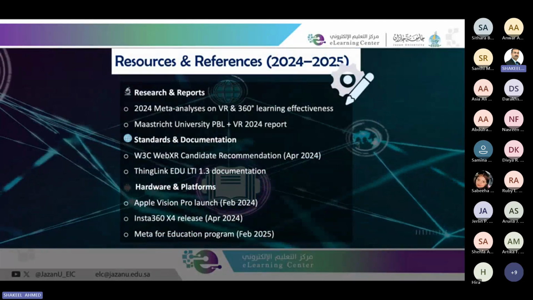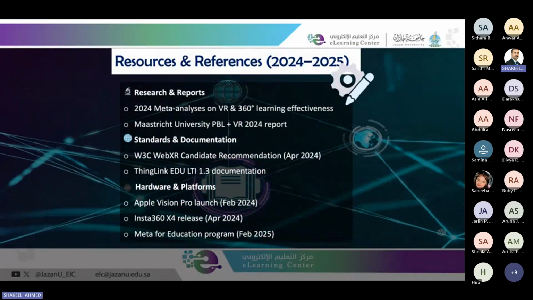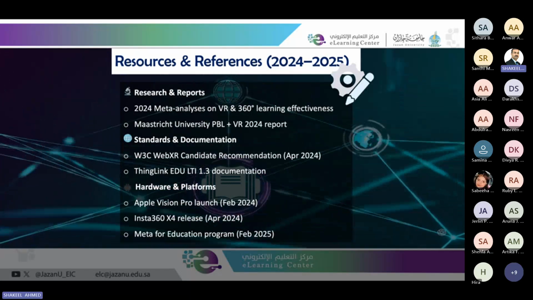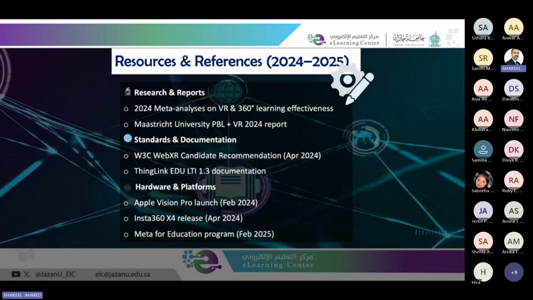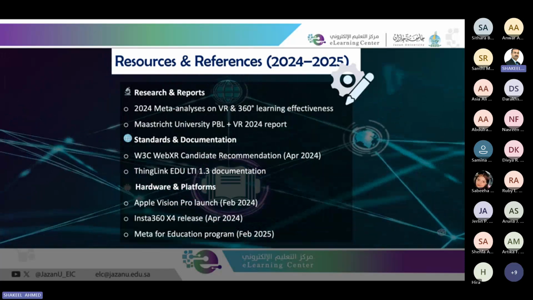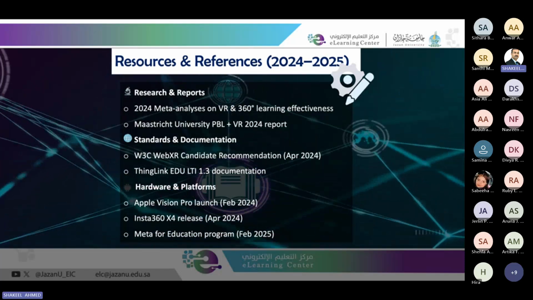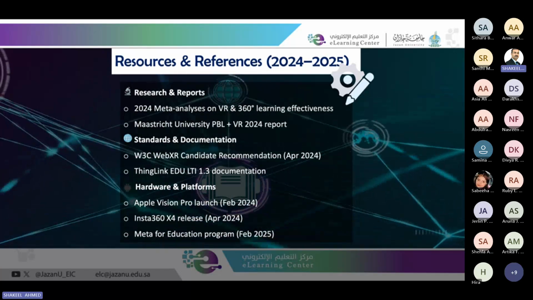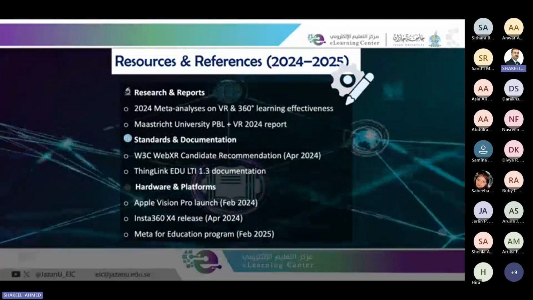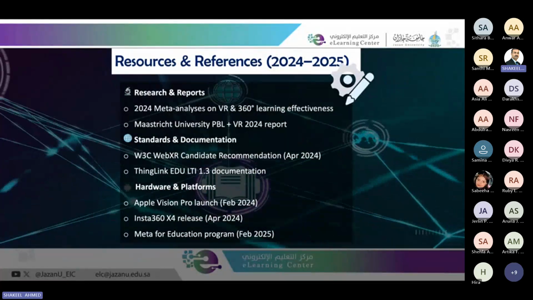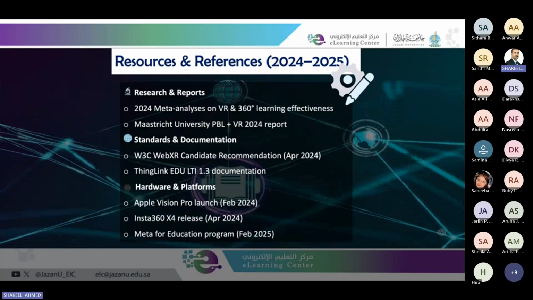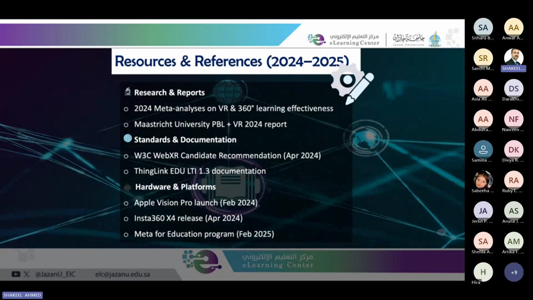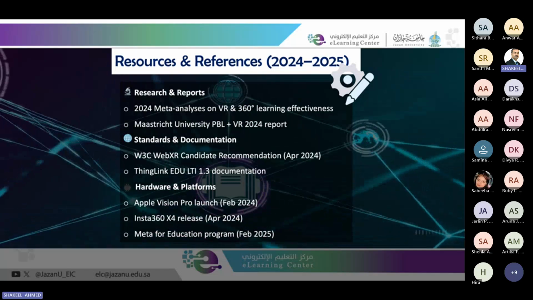So here we do have some references we can use for our study. We are approaching the end of the session, so here are resources you can explore further. You can have the meta-analysis on VR and 360 effectiveness. You can see the report from Maastricht University. You can have the WebEx standards. You can go with the ThingLink documentation, and you can have the hardware updates like the Apple Vision Pro. These resources will help you dive deeper into this field.